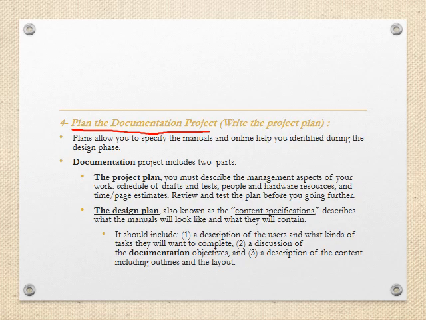Who is going to do this task? Who is going to check this task? As we have seen in the task list. Plans allow you to specify the manual and online help you identified during the design phase. Now, the documentation project includes two parts, the project plan and the design plan. These two types we call a documentation plan.